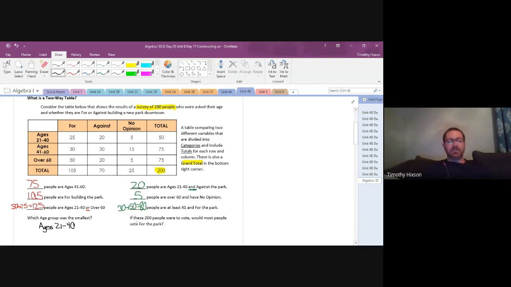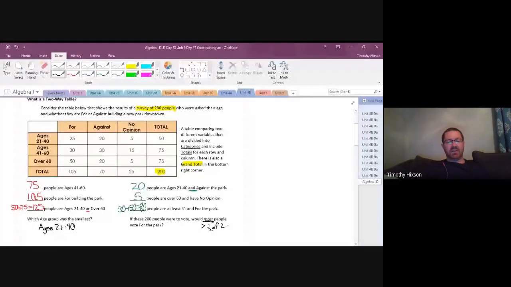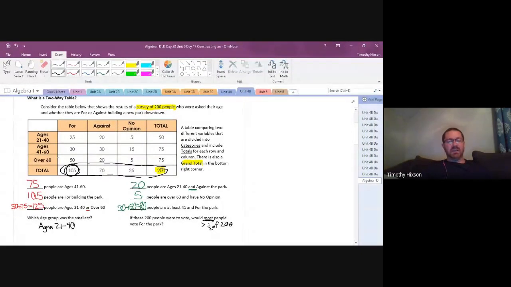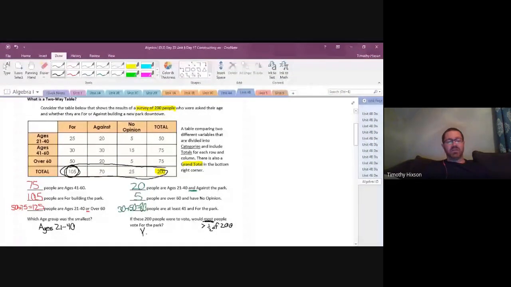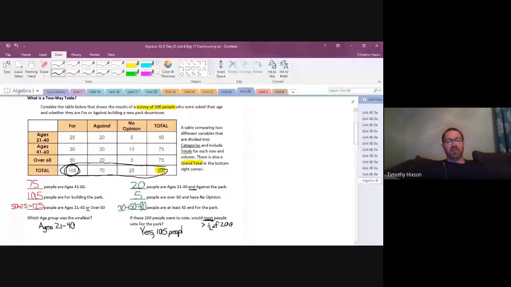Now, if these 200 people were to vote, would most people vote for the park? Well, most means more than half of 200. So if I'm looking at this row right here, the ones who vote for it, are 105. So yes, most would, because 105 people are for the park.